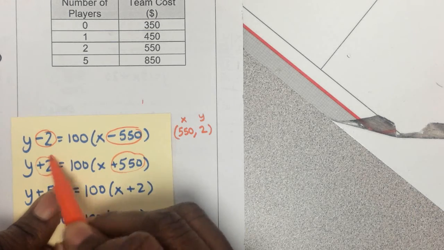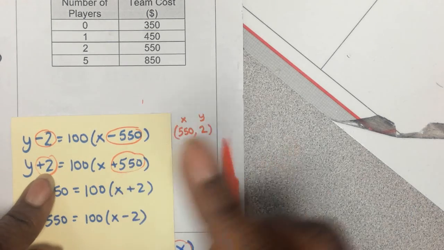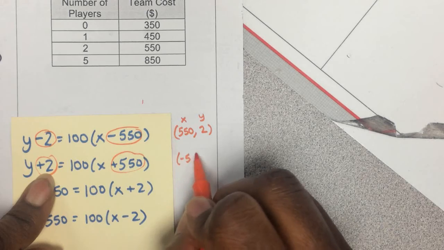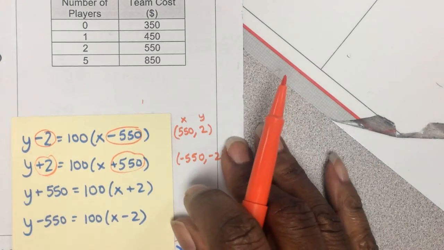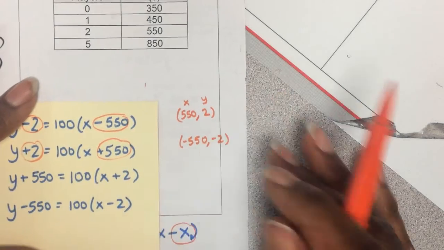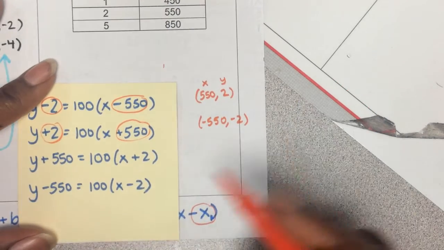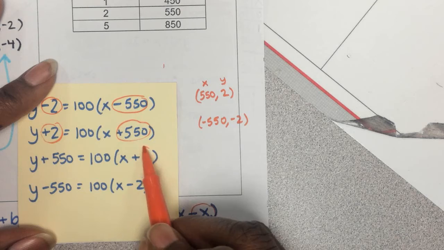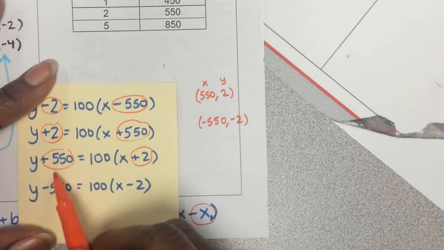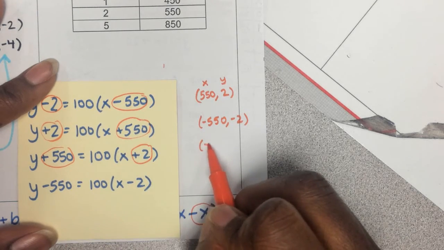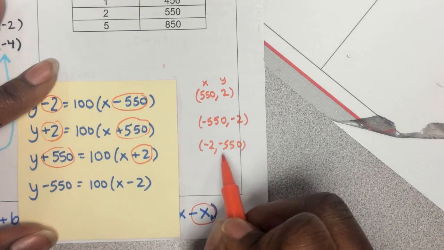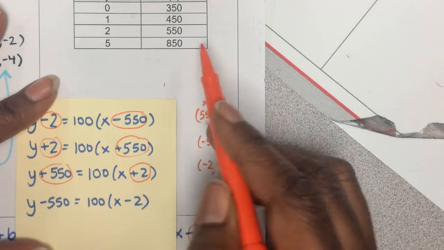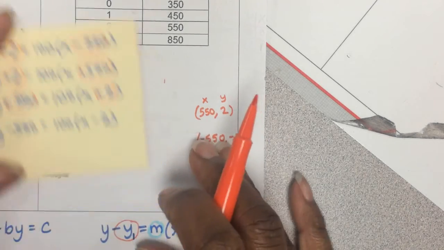Could it be this one? This is a positive, which means it would be a negative 550, negative 2 in the table. Definitely no, because this whole table is positive. So now can you kind of see the answer? This is positive 2, positive 550, which means it would be a negative 2, negative 550 in my table. No. So that means it must be D.